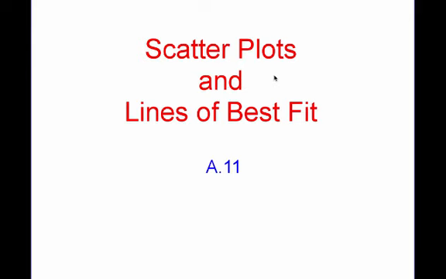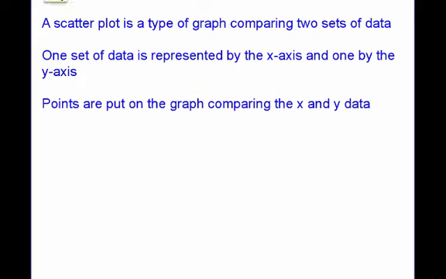For this video, we're going to be discussing scatter plots and lines of best fit. So let's start by talking about what a scatter plot is. A scatter plot is just a type of graph comparing two sets of data. One set of data is represented by the x-axis, and one is by the y-axis. And the points are put together on the graph comparing the x and y data.